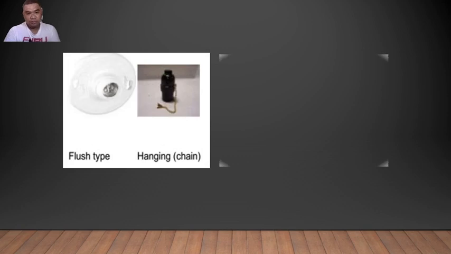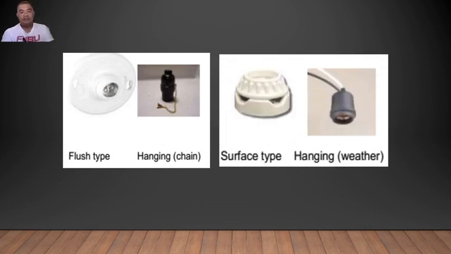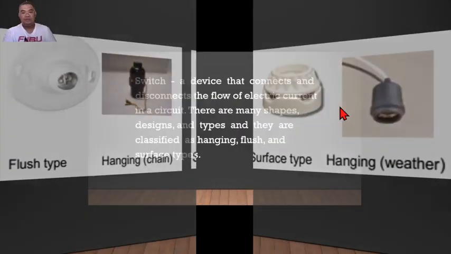So these are the different types of lamp holder. First we have the flush type. Then we have the hanging chain, as you can see we have a chain here, the surface type, then hanging.